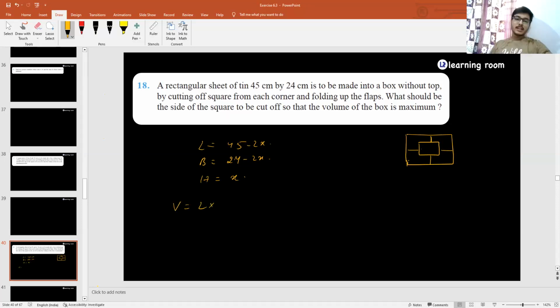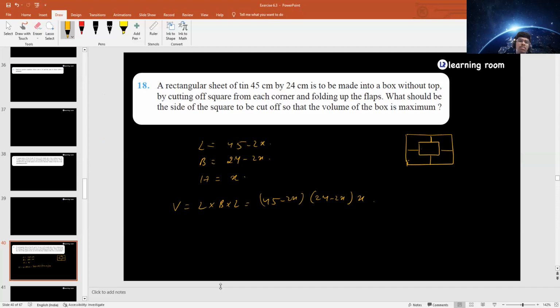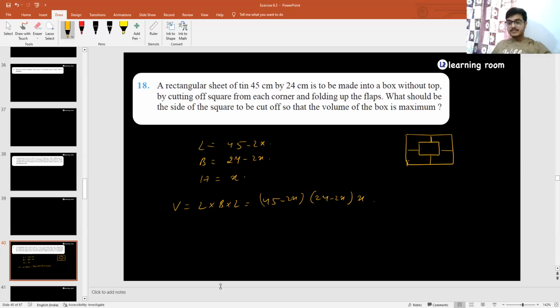So what will the volume be? Volume will be length into breadth into height. So (45 minus 2x) times (24 minus 2x) times x. Do you agree with this? Yes or no? Everyone tell me. Yes, sir. Okay. Divya, Shirni, Neha, Netra, Sai, Adokshajan, Ananya, Vaishnavi, Prakash, all of you. I want the answers from all of you.